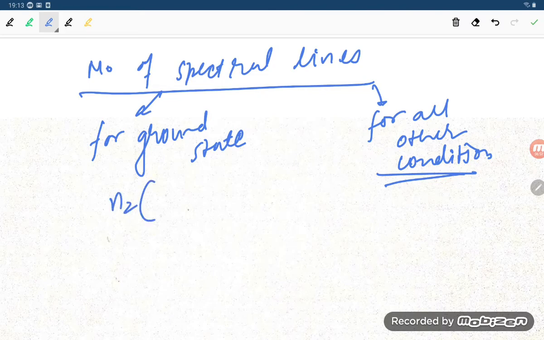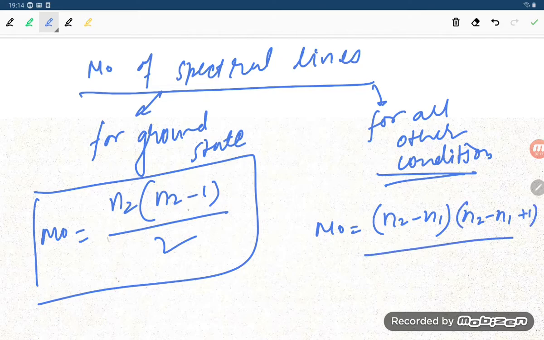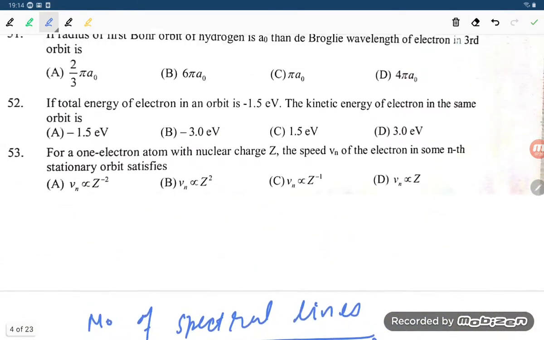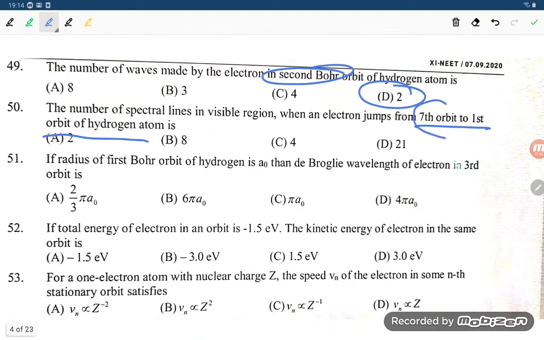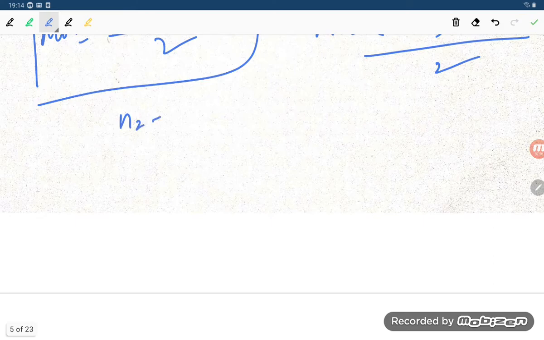So this is n2 in bracket n2 minus 1, by 2. The number of spectral lines will be n2(n2 minus 1)/2. And the other formula is: number of lines equals (n2 minus n1)(n2 minus n1 plus 1), and the total divided by 2. So student, where the electron is falling from the 7th orbit to the first, that means n2 is 7 and n1 equal to 1.